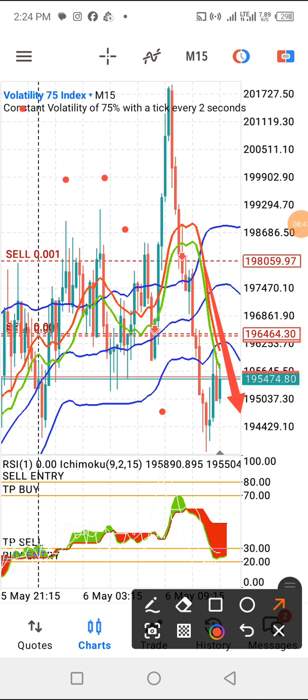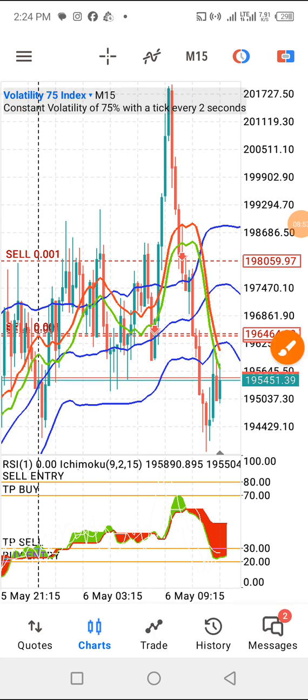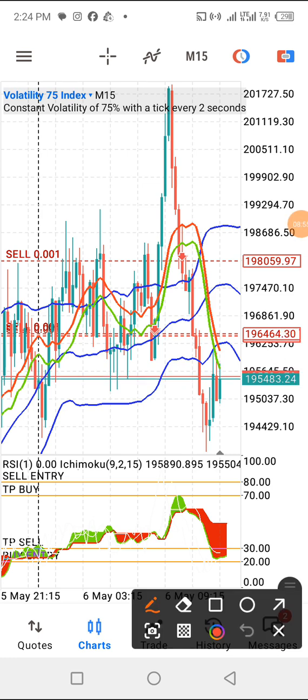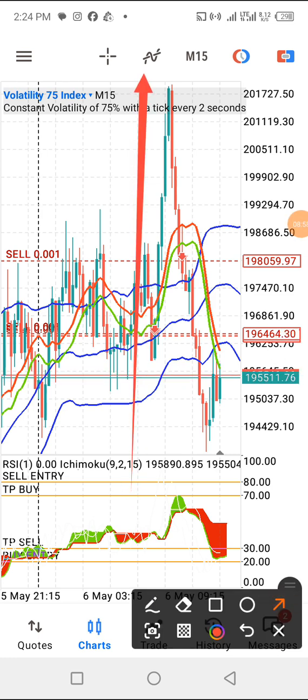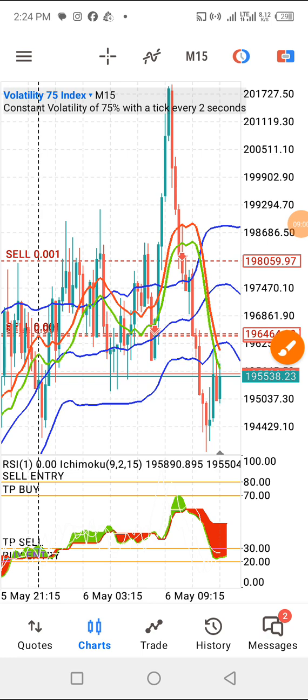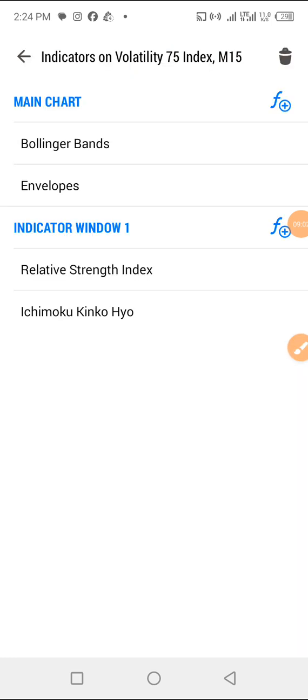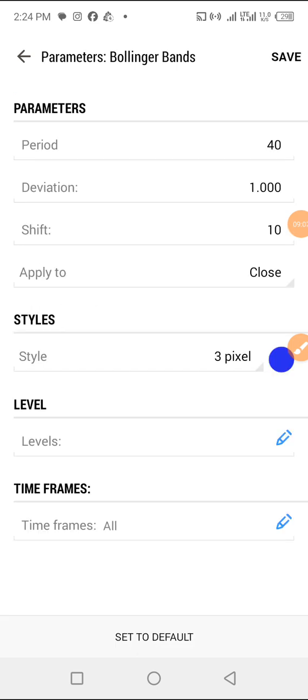Now let me show you the settings for this strategy. The first thing is that you click on this icon here. When you click on this icon, it will take you to where the indicators are. So in the main chart, we have two indicators. We have the Bollinger Bands. Make sure you screenshot it, with a period of 40, deviation, and shift 10. You can use apply to close, then click on save.